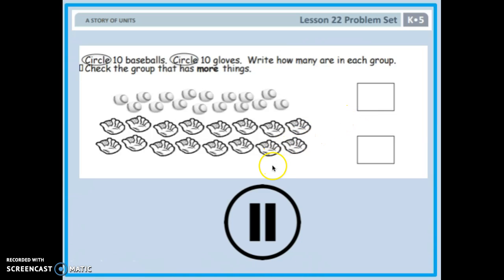Now look at the baseball gloves or mitts. How many are there? You're going to write that number right here. Don't forget, it's 10 and some more. Think about what the hide zeros cards would look like. Now that you've written the number of baseballs here and the number of mitts here, the directions say, check the group that has more. So you're going to put a check mark next to the group that has more. If you need to hear the directions again, just rewind. If you need more time, hit the pause button.